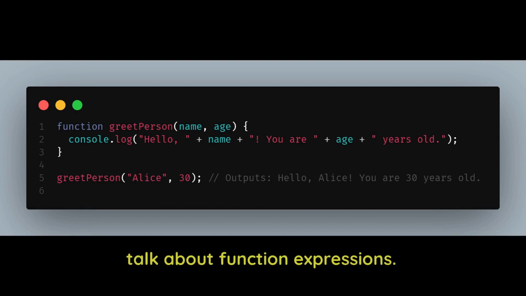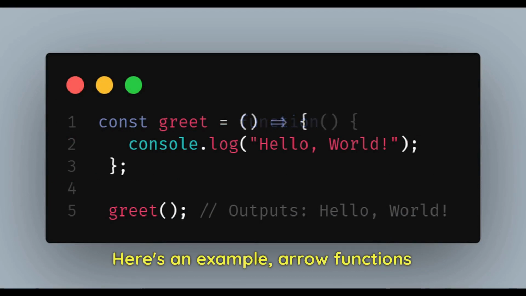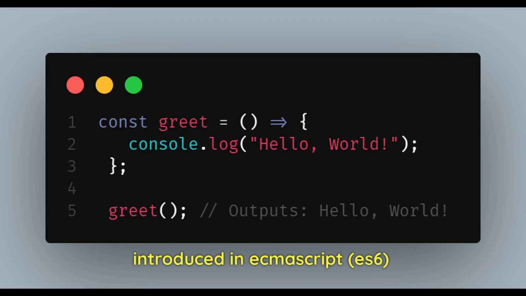Now let's talk about function expressions. A function expression is a way to define a function by assigning it to a variable. Here's an example. Arrow functions, introduced in ECMAScript 6, ES6, offer a more concise syntax for writing functions. Here's an example of an arrow function.